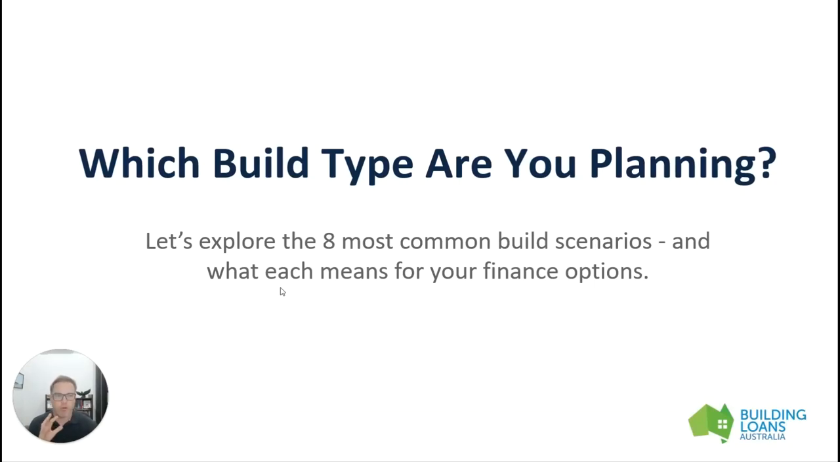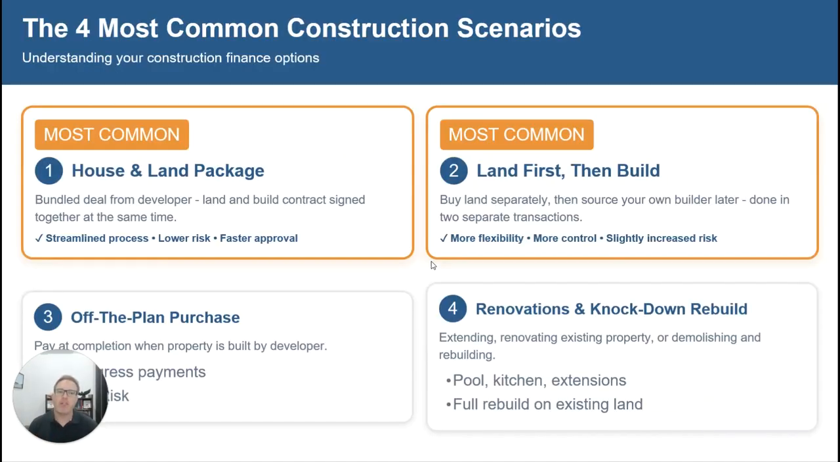So firstly, I might just cover very briefly what are the sort of 8 most common build types out there. And the first most common build type is a house and land package.